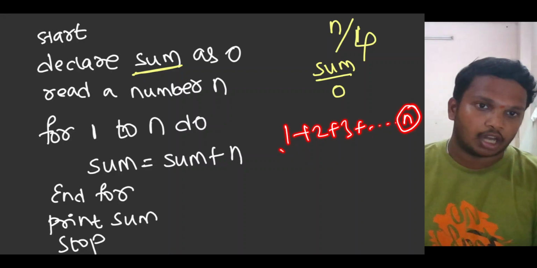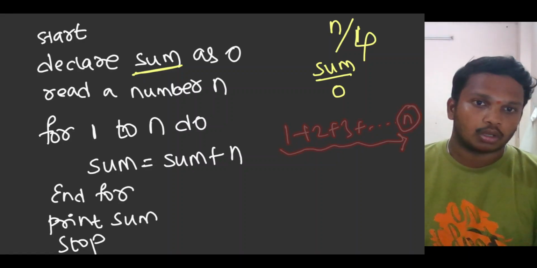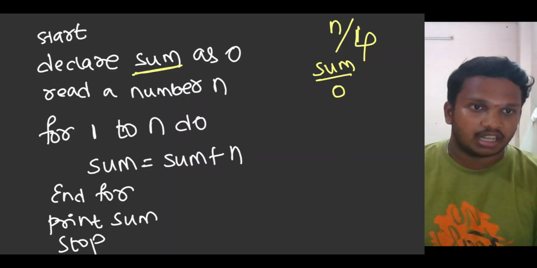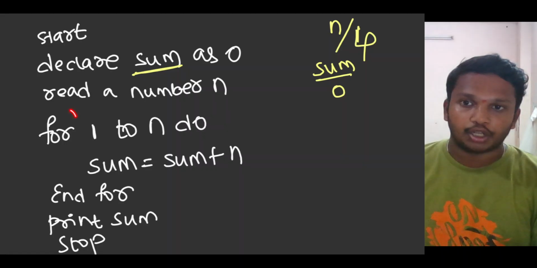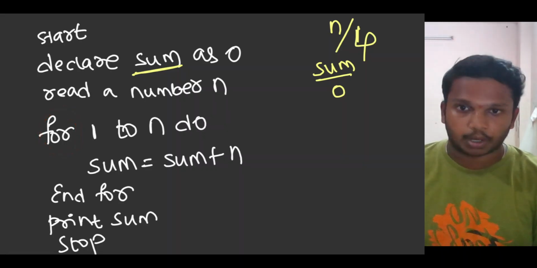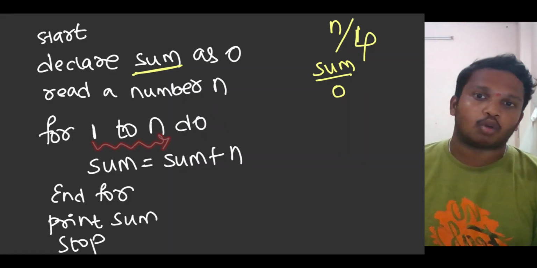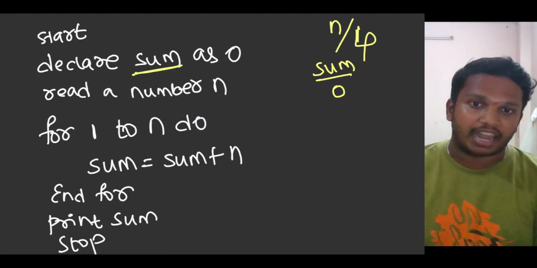We don't know how much time we need to do this, so we need to do it based on the n value. If it is 3, we need to do until 3. If it is 5, we need to do until 5, so that indirectly you should know that we are going to use a for loop. And the loop is going from 1 to n. From 1 to n, what we need to do is add the n value, that looping value.